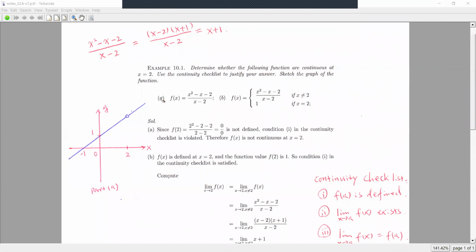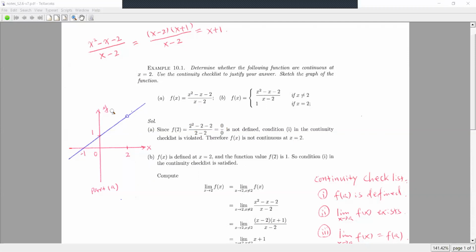Now, the function in part A. This function is not defined at point 2. When we plug in 2 in x, then we have 0 over 0, not computable. So condition 1 in the continuity checklist is violated. Therefore, the function is not continuous at point 2.